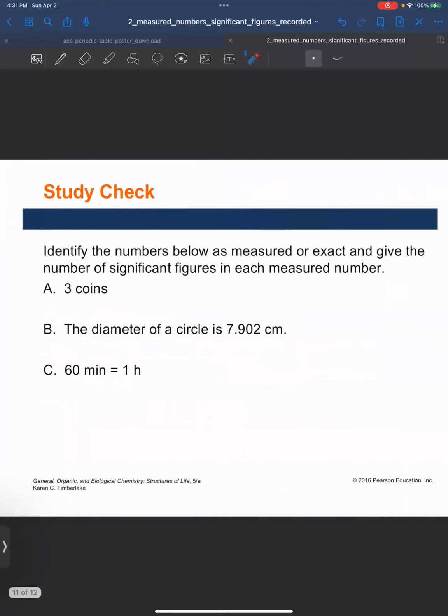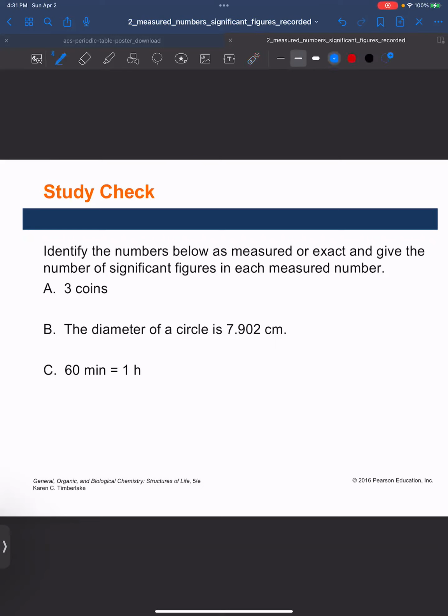All right, so here's another study check. Please pause the video and then come back and check your work with me. All right, so let's identify the numbers below as measured or exact and give the number of significant figures in each measured number. All right, 3 coins.